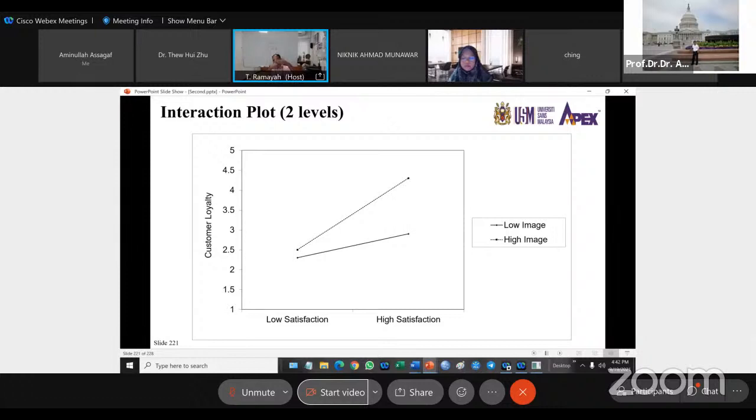So if you have 2 lines which are parallel, there is no moderation. Parallel lines are not moderation. There must be a difference in the slope. One is steeper, the other one is weaker. So that is what is needed for interaction.